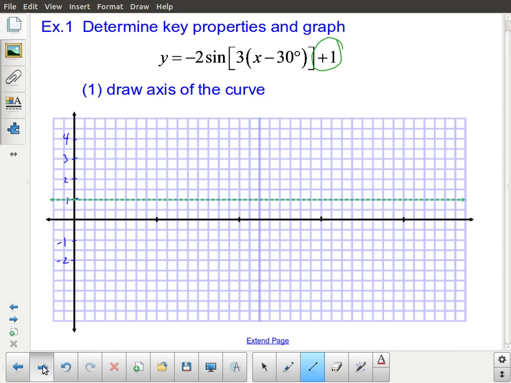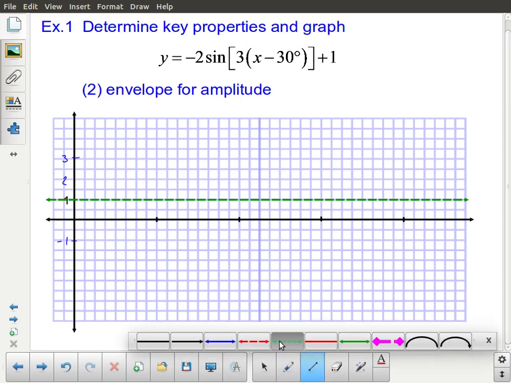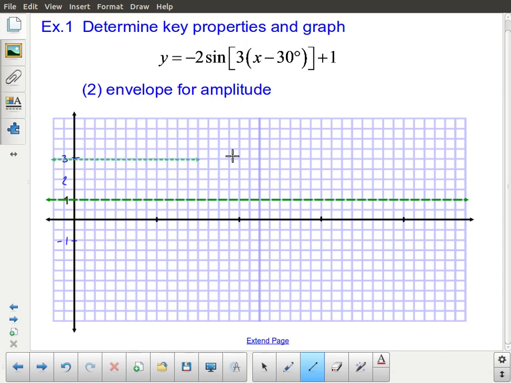Okay, next step. You can see I've already done this at the value of 1. Draw an envelope for the amplitude. Well, that means my amplitude, so once again, 2, 3, and 0, -1. So I need to now add another dotted line there. These dotted lines have no meaning other than as a reference, and a dotted line there. So now I know that my curve is going to exist between this upper dotted line and this lower dotted line.